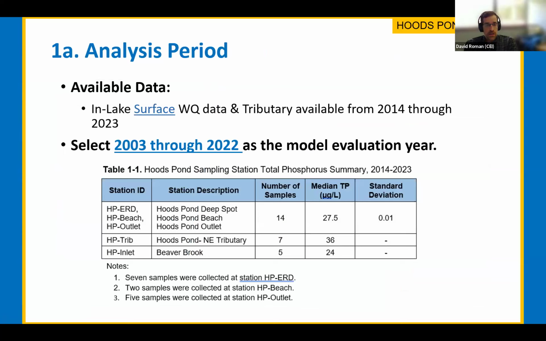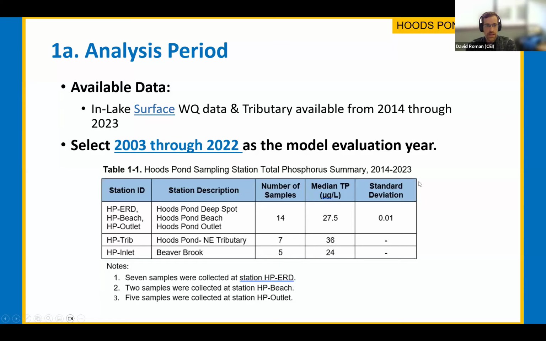So Hood's Pond, our case study example here, we had data available from 2014 through 2023. Not a ton of water quality data, so looking at about 14 samples in what we call the in-lake portion, with the median total phosphorus of 27, and then we had just a few tributary samples, so 7 and 5 here.